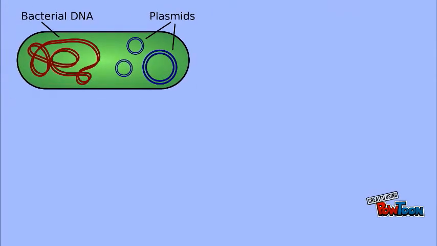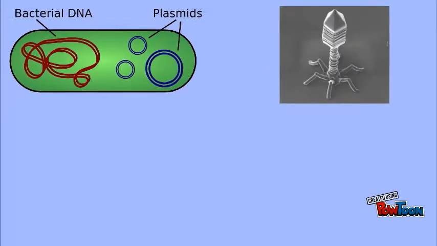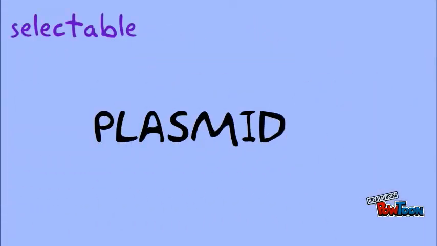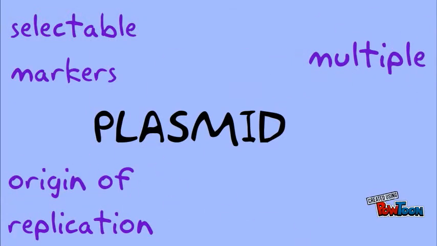A vector is a small piece of DNA taken from a plasmid or a virus or the cell of a higher organism that can be stably maintained in an organism, and into which a foreign DNA fragment can be inserted for cloning purposes. There are a large number of cloning vectors available. The plasmid is the standard cloning vector and the most commonly used.